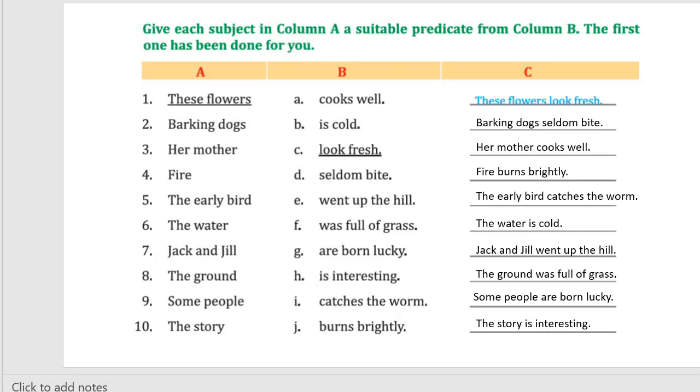Give each subject in column A a suitable predicate from column B. The first one has been done for you. These flowers look fresh. Barking dogs seldom bite. Her mother cooks well. Fire burns brightly. The early bird catches the worm. The water is cold. Jack and Jill went up the hill. The ground was full of grass. Some people are born lucky. The story is interesting.